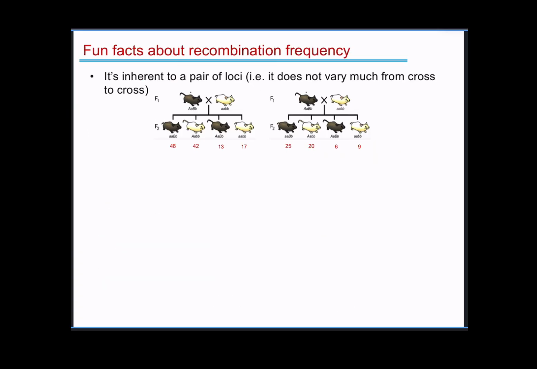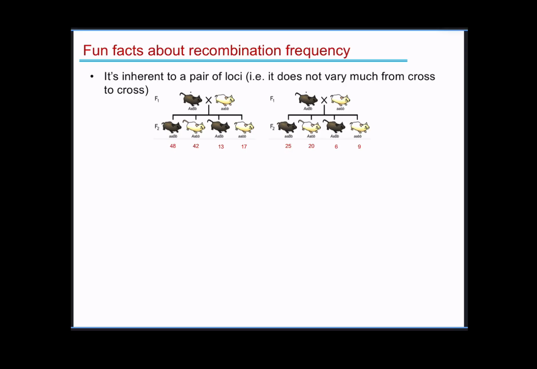All right. So a few fun facts about recombination frequency. First, it's inherent to a pair of loci. What that means is if you run the same cross, but in one case you get a progeny of 120, like in the first example, but then you run the cross again, and for whatever reason you get way fewer pups, about half of them, 60. If you calculate the recombination frequencies from each of those crosses, you should get the same number.